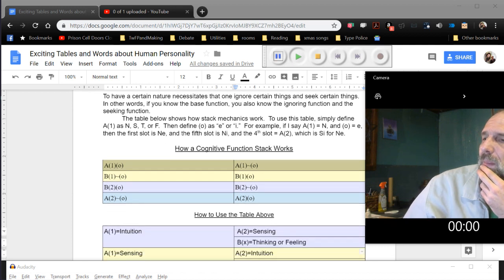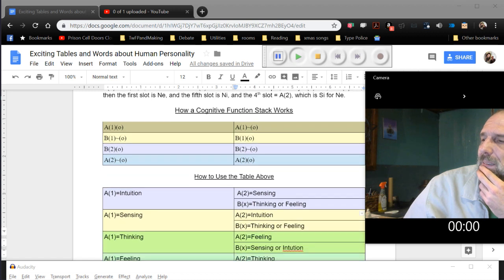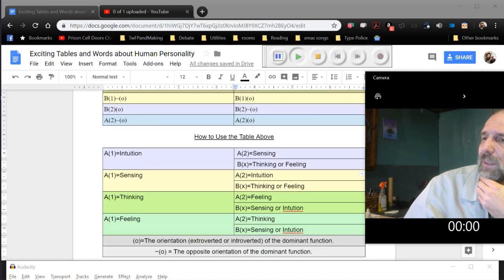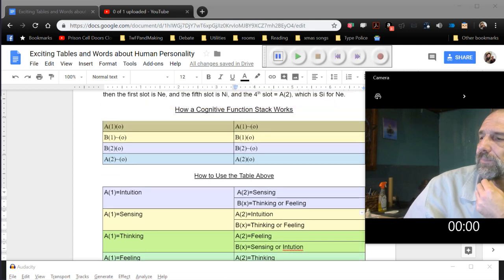So here's the legend to this table. A1 is intuition or A1 equals sensing. If A1 equals intuition, then A2 equals sensing, and BX equals thinking or feeling. If A1 equals sensing, then A2 equals intuition, and BX equals thinking or feeling. And so you see the B's here, right?